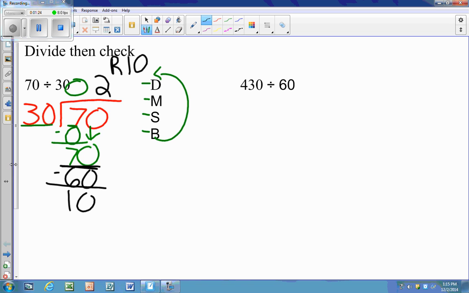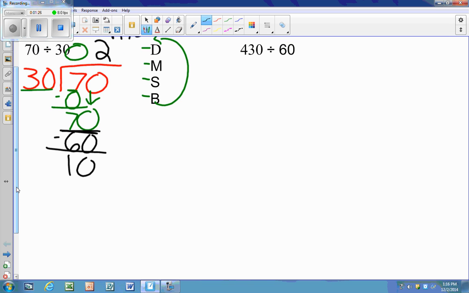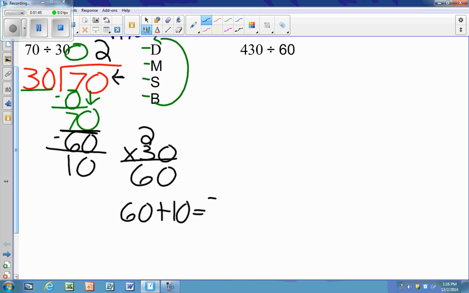The way that I do this to check is I go down here and I take my answer, my quotient, 2, times 30, my divisor, which is 60. And now 60 does not match what's here. So in order to fix that, what I need to do is take the 60 and add my remainder of 10 to it, and I get 70. And then I notice that 70 matches my dividend, so it is correct. So now we're going to do the next one.